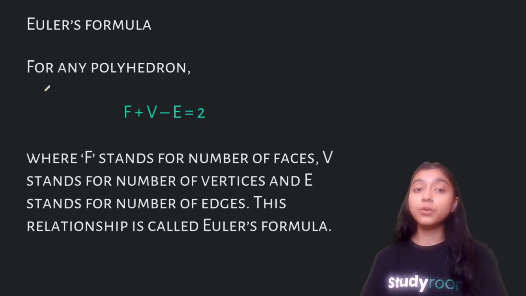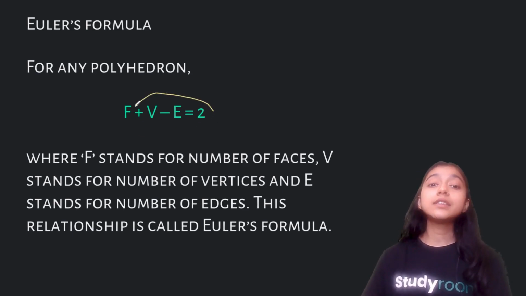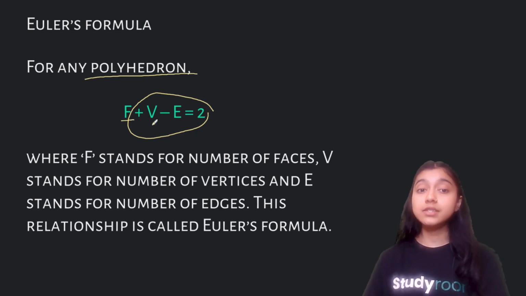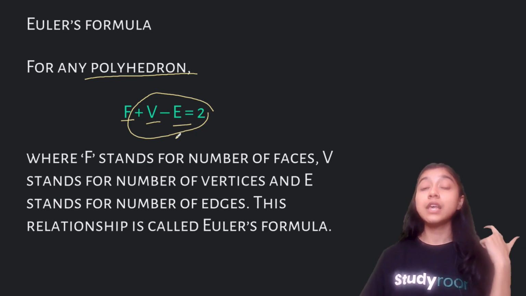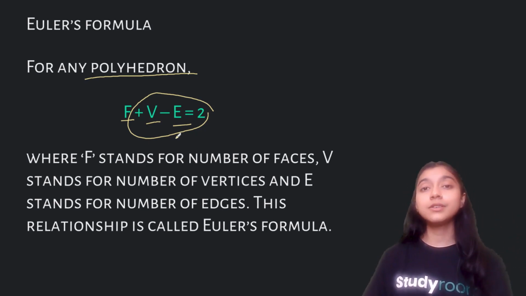So in Euler's formula, we have F plus V minus E is equal to 2, and this is applicable for each and every polyhedron, where F stands for the number of faces, V stands for the number of vertices, and E stands for the number of edges. And this relationship between the number of faces, number of vertices, and the number of edges gives us Euler's formula.